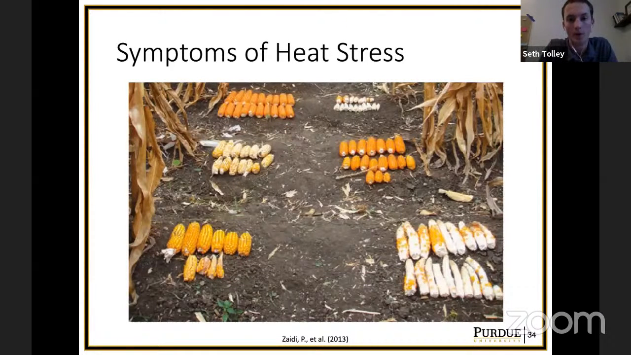But we really think that ear photometry can be a platform that can help us to visualize some of these lines that show enhanced heat tolerance. Specifically, just looking at this picture, you can see that there's a wide variety of phenotypes. And I'm really interested to see how some of our traits help us to show these differences in these lines.